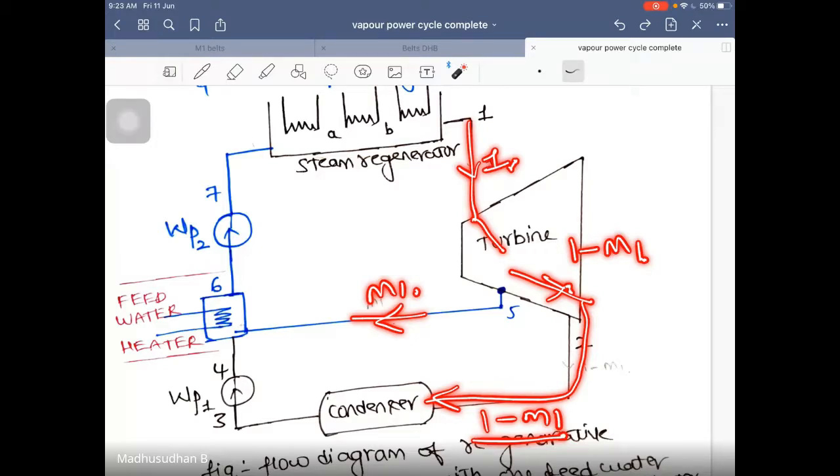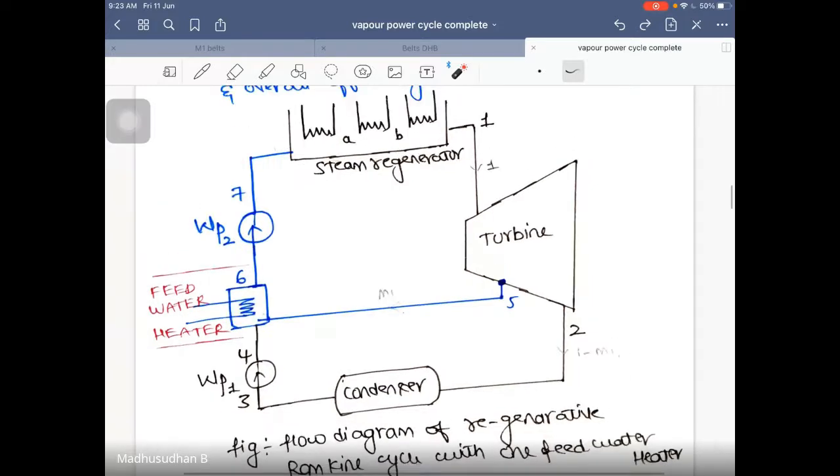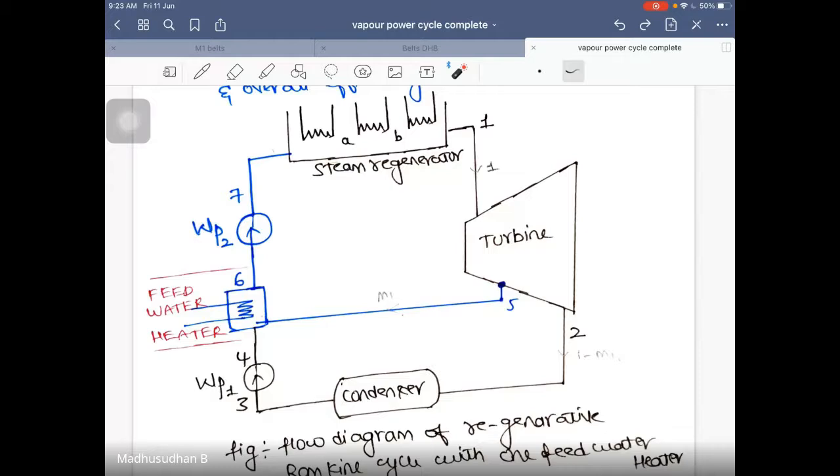Understood this concept? This is very, very important. So basically there are two pumps, WP1 and WP2. Two pumping works are there. One pumping work will grab the water from the condenser and move it to the feed water heater. In a feed water heater, you are heating the water which is coming.